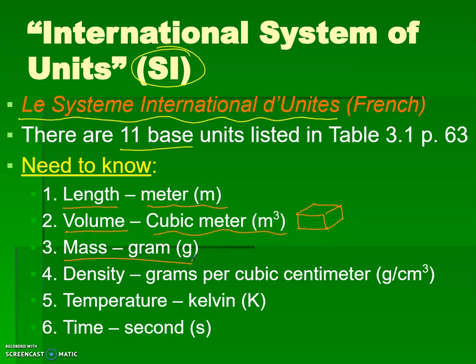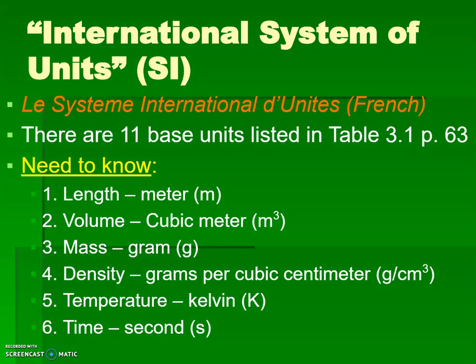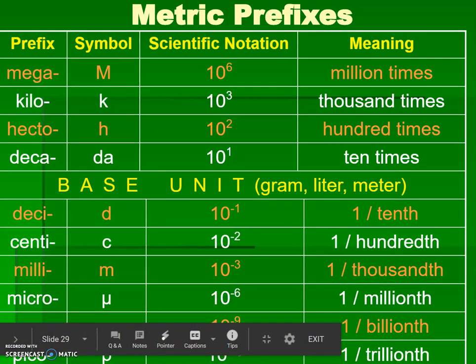In mass, it's going to be the gram. Density is grams per cubic centimeter. Temperature is the Kelvin temperature scale, and we'll get to that in a couple of sections. And time, which thank goodness we do use internationally, the same with seconds. Could you imagine if we used different kinds of units for time? There's no way we would be able to coordinate calls and flights and all that stuff.